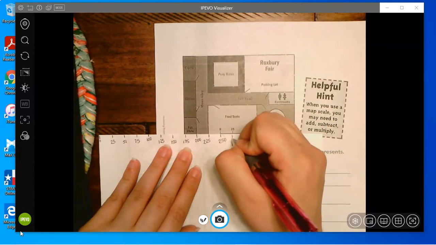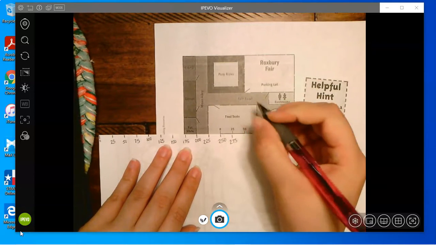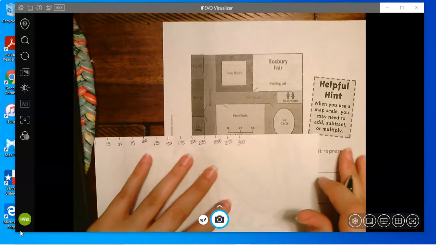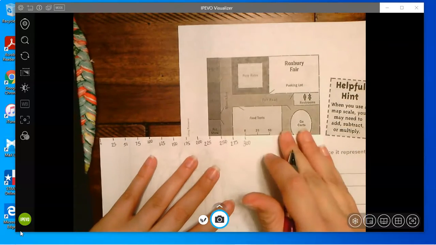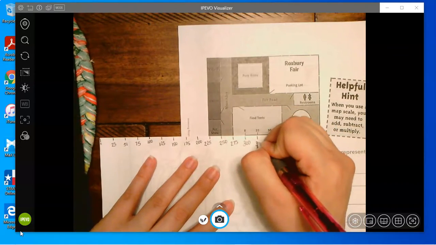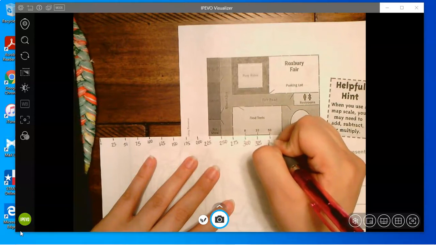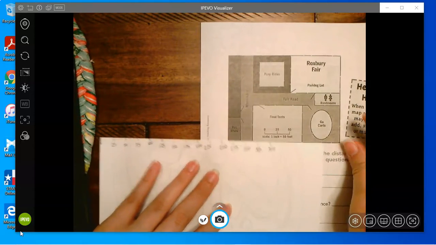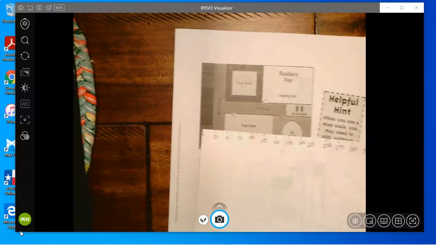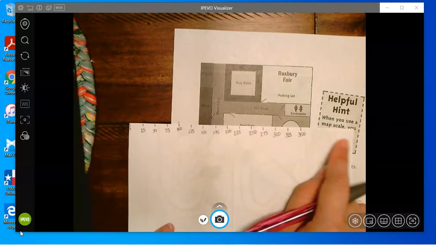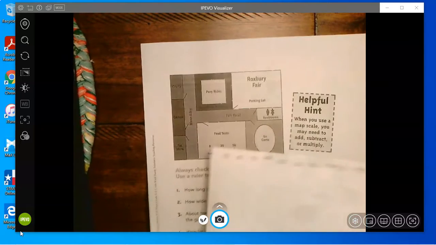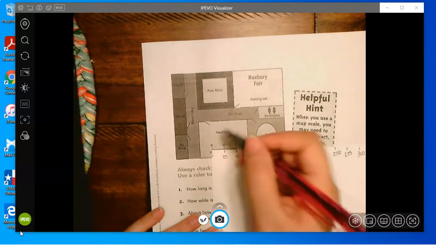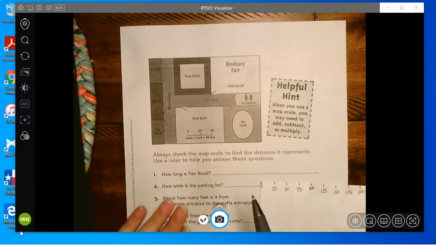250, 275, 300, and these are feet. 325, 350. I think that's good enough. So you can stop at 350. Okay, so remember, all I did was I took the edge of my paper, lined it up, and marked it out. Okay. So we'll do the first one together.